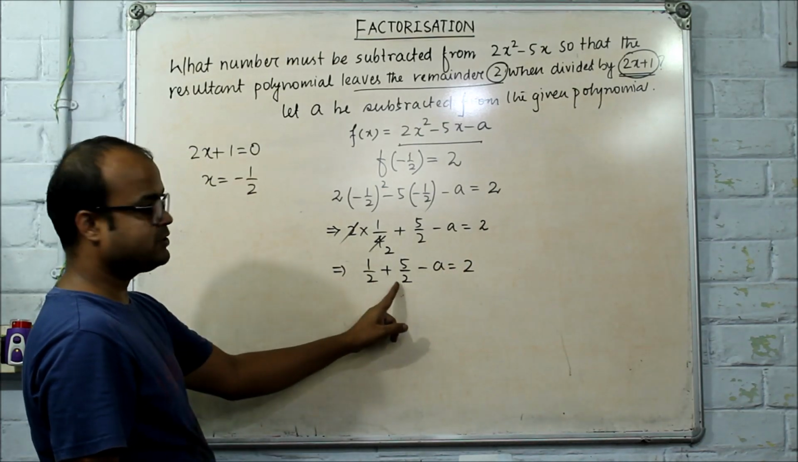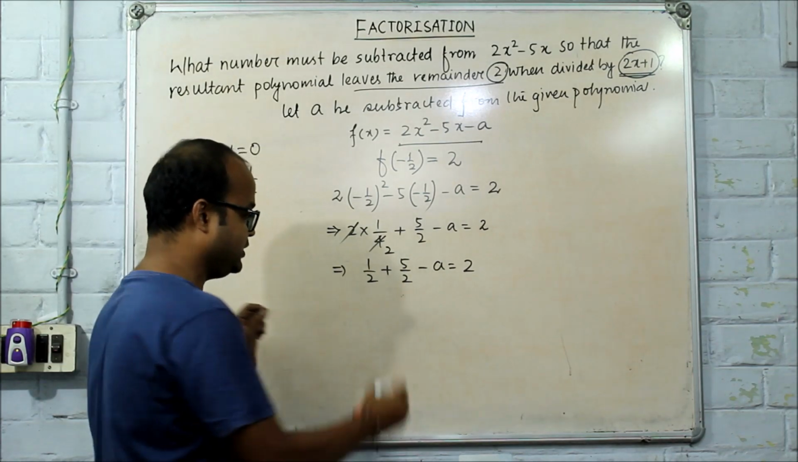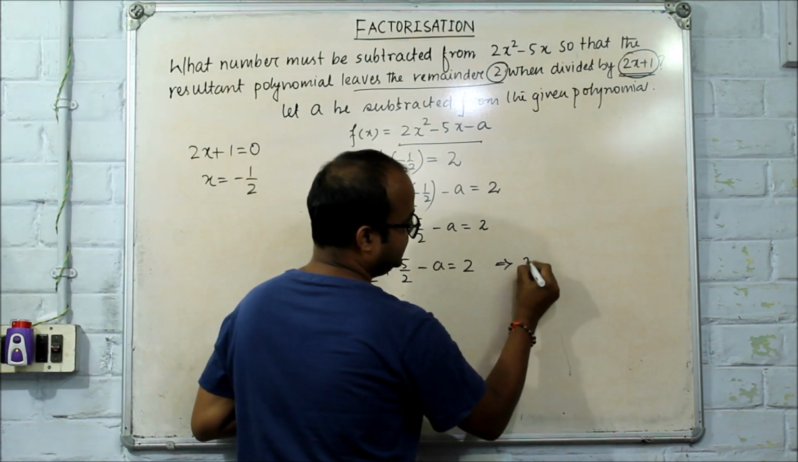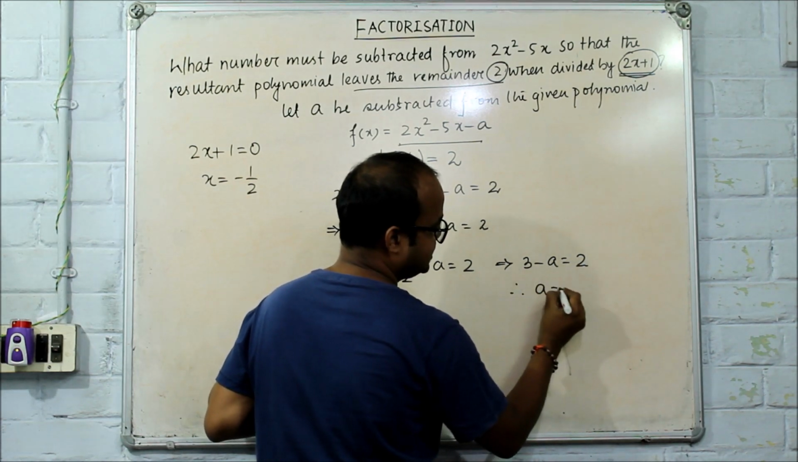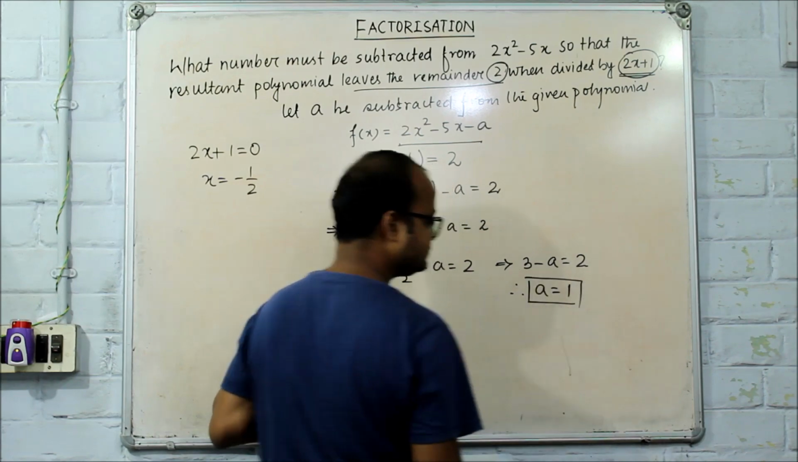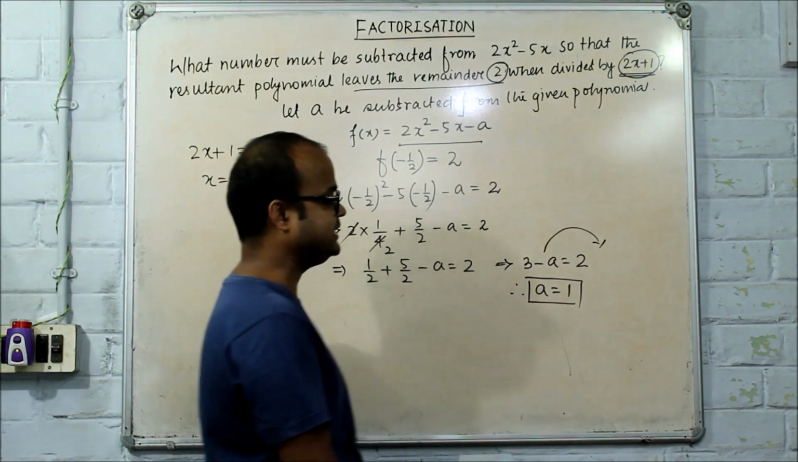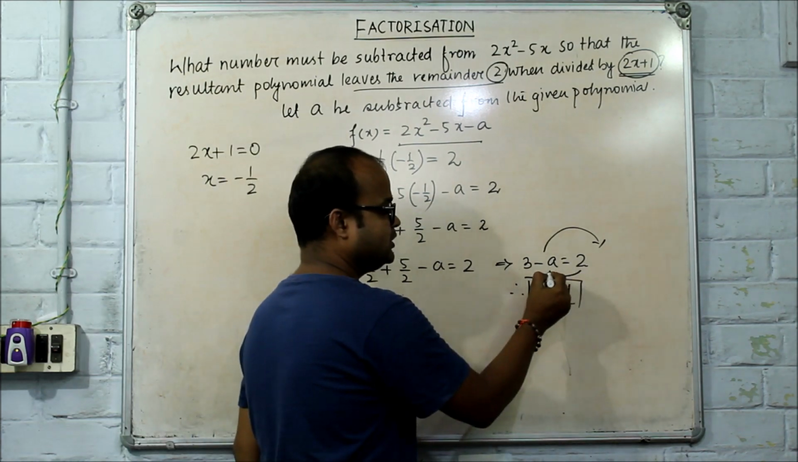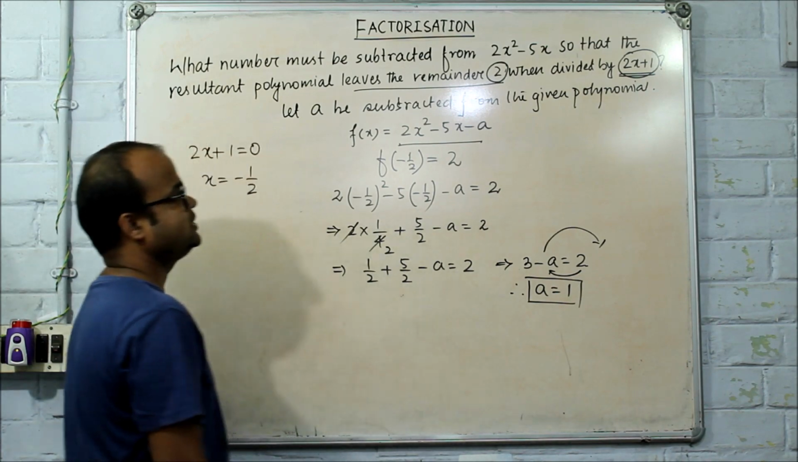So 1 by 2 plus 5 by 2 is equal to 6 by 2, which is equal to 3. So 3 minus a is equal to 2. Therefore a is equal to 1. We are taking this a to the other side, so it will become plus a. And if you bring 2 to the other side, it will become minus 2. So 3 minus 2 is equal to 1. So a is equal to 1.